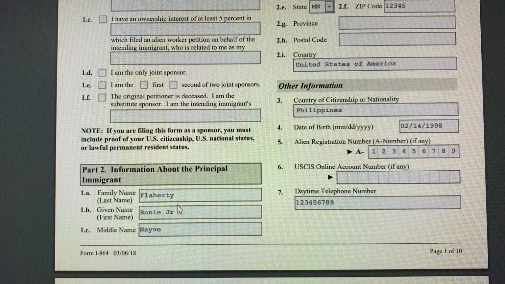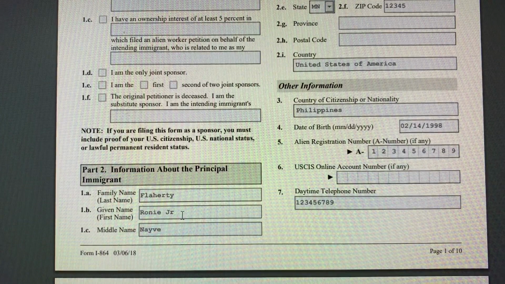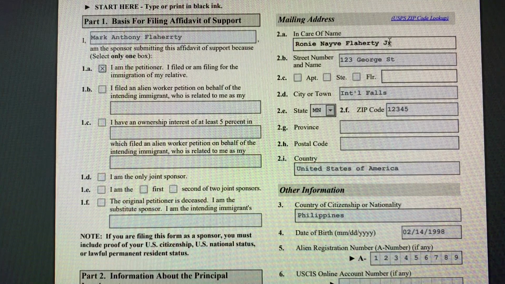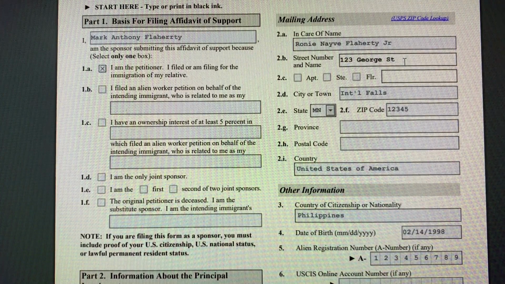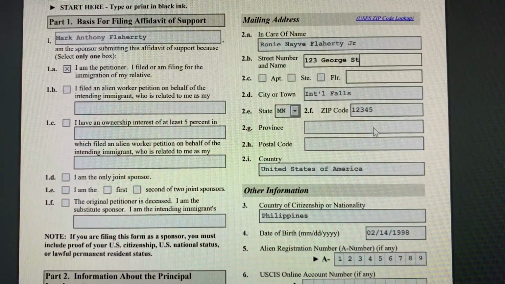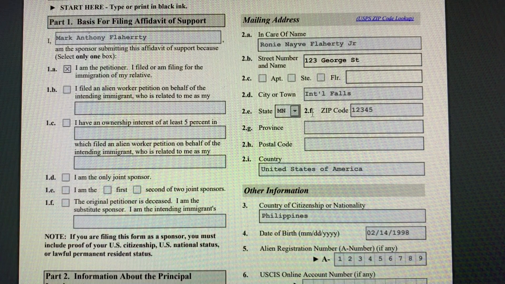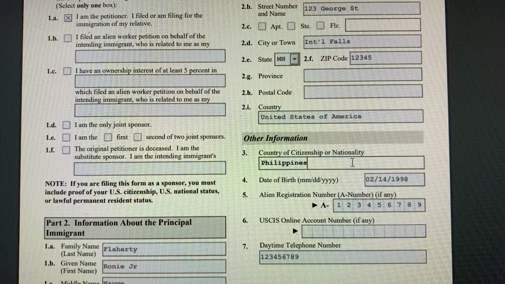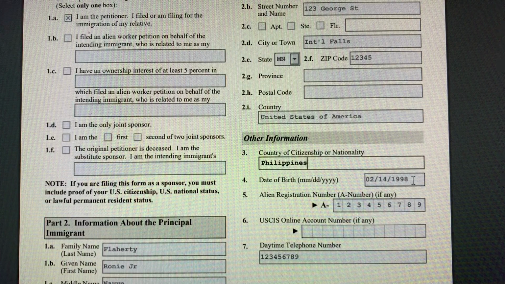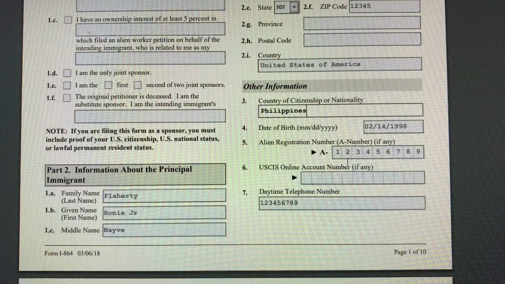In Part 2, provide your name, the principal immigrant. My name is Ronnie Jr. Flaherty. And the mailing address: put your name and then your street number, your city or town, your state and your zip code, your country, and other info: country of citizenship or nationality. So I'm from the Philippines. My date of birth, my alien registration number.